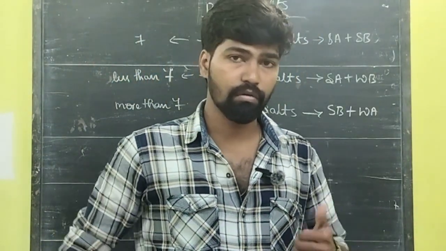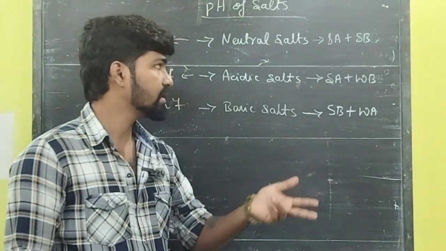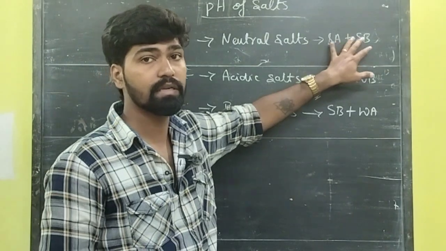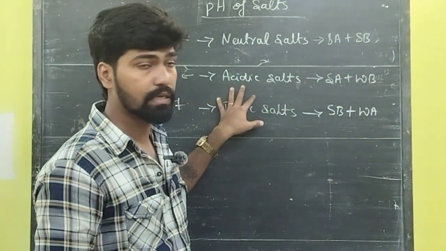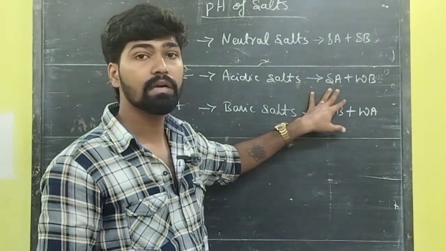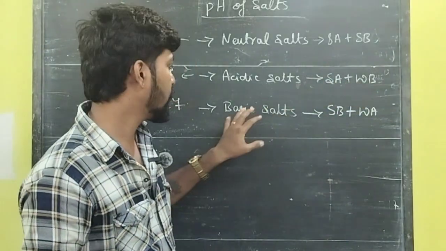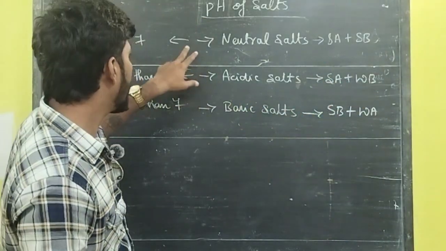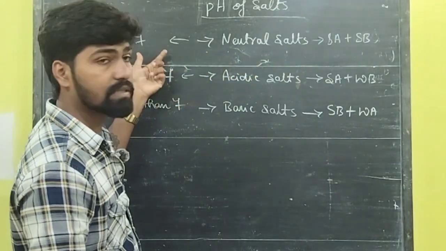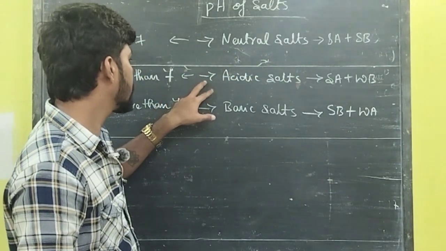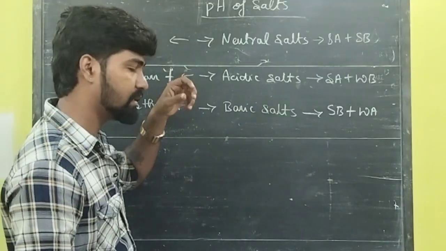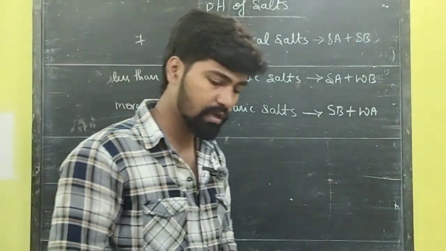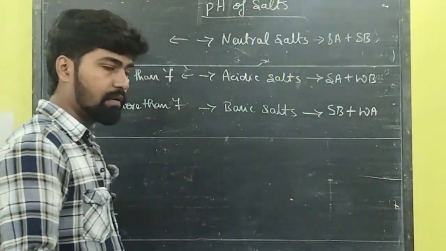So we have neutral salts, acidic salts, and basic salts. What do you mean by neutral salts? It is nothing but a reaction between a strong acid and a strong base. What do you mean by acidic salts? It is a reaction between a strong acid and a weak base. What do you mean by basic salts? It is a reaction between a strong base and a weak acid. Neutral salts have a pH level of 7, acidic salts have a pH less than 7, and basic salts have a pH more than 7. Hopefully you have understood this.